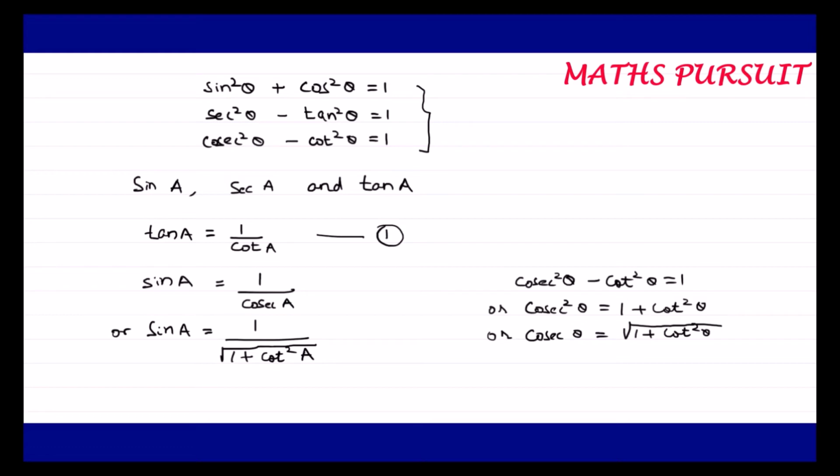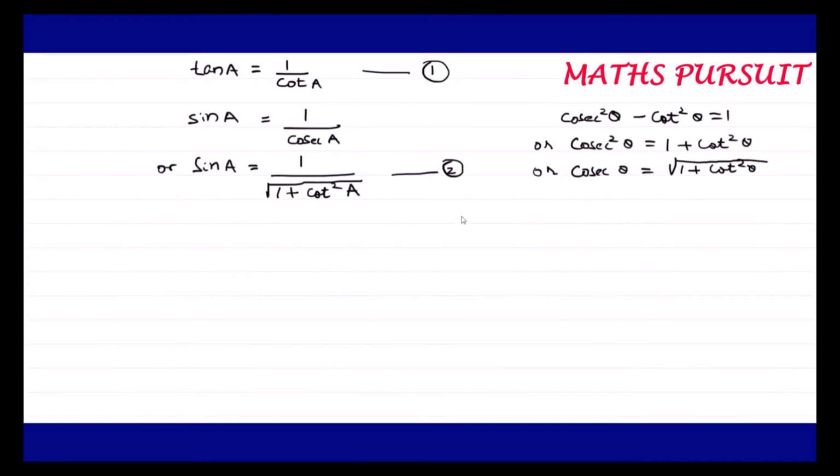So for sin A, we are able to convert this one as 1 upon root over of 1 plus cot square A. Let us put it as 2. Now guys, we are left with sec theta. We already proved that tan A is equal to 1 upon cot A, and we proved that sin A is equal to 1 upon root over of 1 plus cot square A.